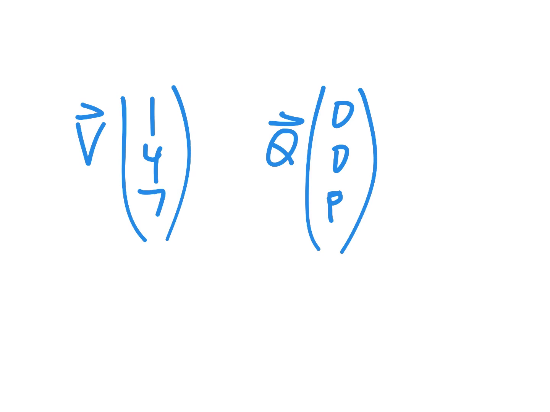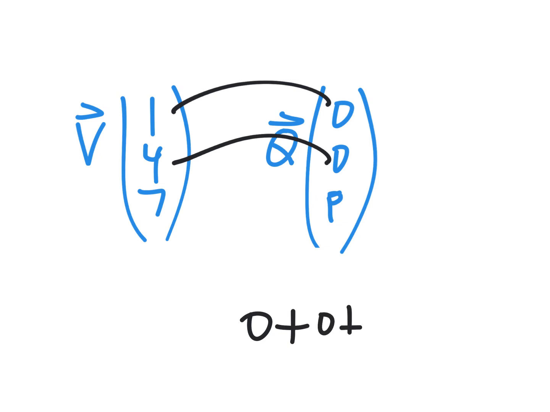Now, don't just tell me the answer. Jack, how'd you get it? 0 times 1 is 0. 0 plus 4 is 0. 0 plus 0 plus 7. 7P had to equal 0. So then what does P have to be? 0. Yep.